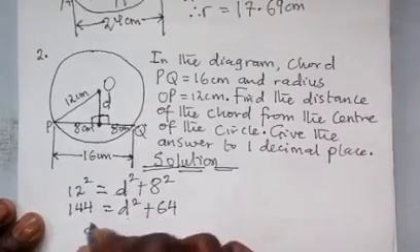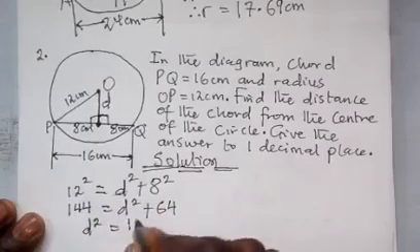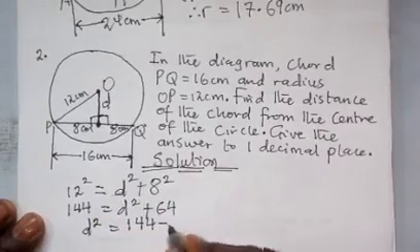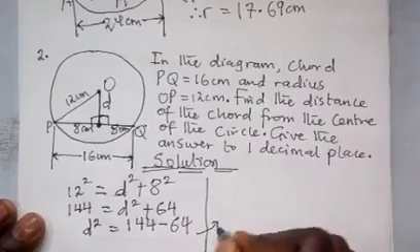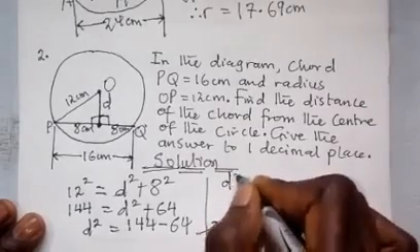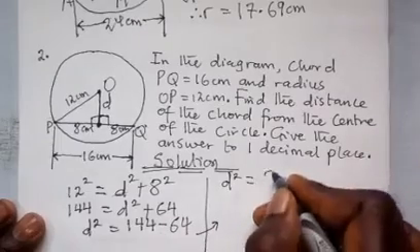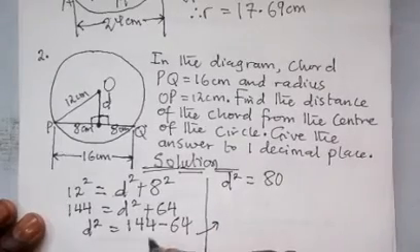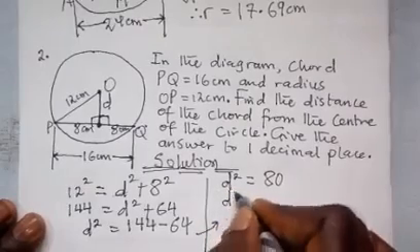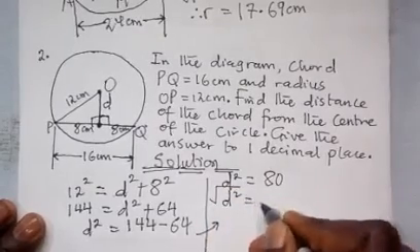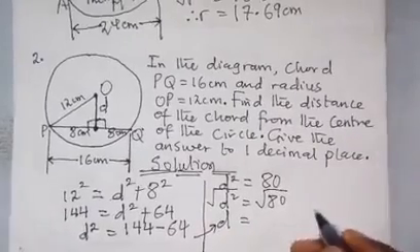Then finally we are going to collect like terms. D squared remains where it is. Then we are moving 64 to this side. We have 144 minus 64. So which means that our d squared will become, if we subtract this, 80. So 144 minus 64 will give us 80. Now at this point, we are going to take the square root of both sides so that we can obtain the value for d.